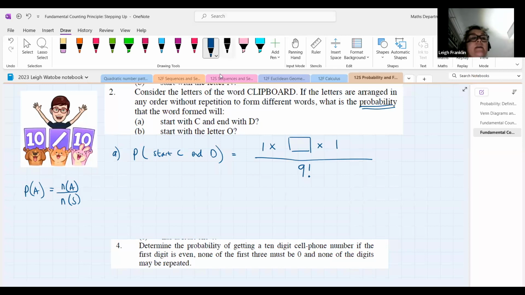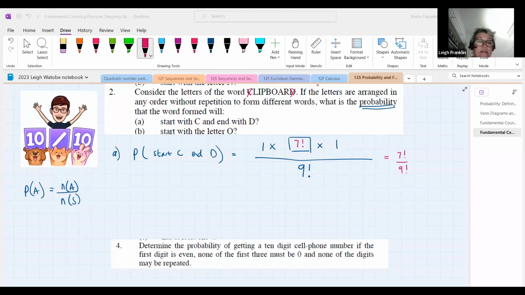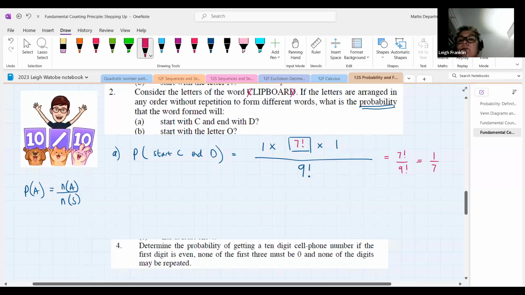How many letters have I used? I've taken out the C and I've taken out the D. How many letters are remaining? That's it. So there would be 7 factorial ways in which those letters can be arranged with each other. Okay, so this would be 7 factorial over 9 factorial. Does that make sense to everybody? So 1 in 72 chance of the word starting with C and ending with a D.